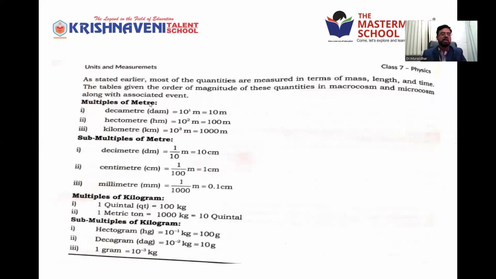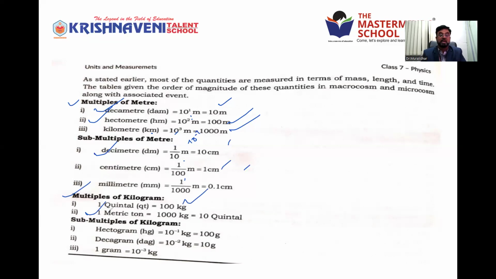Some more examples are given. Multiples of kilogram. What is quintal? Multiples of meter. Suppose we write decameter. Deca means 10 power 1, that is 10 meters. Hectometer, 10 power 2, that's 100 meters. Kilometer, 10 power 3, 1000 meters. Decimeter is 1 by 10, 10 power minus 1. Then 1 by 100, 1 by 1000. Similarly for kilograms, 1 quintal. Quintal means 100 kg, like we get a rice bag.